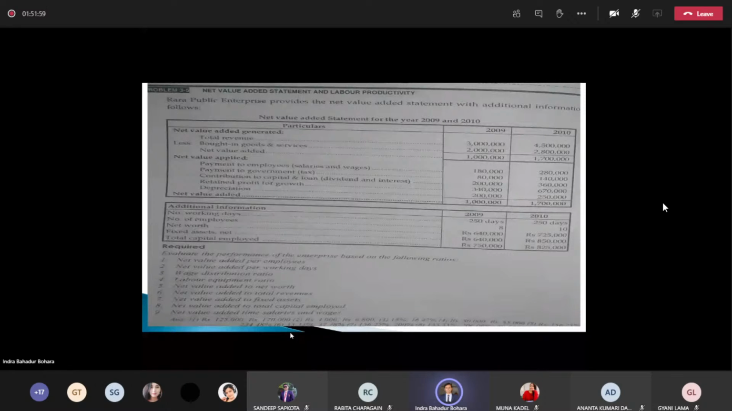Second one is net value added per working days. How do we calculate net value added per working day? Numerator is net value added and denominator total number of working days. That is 250 and 250. No, working days same. There is no different working days, same.